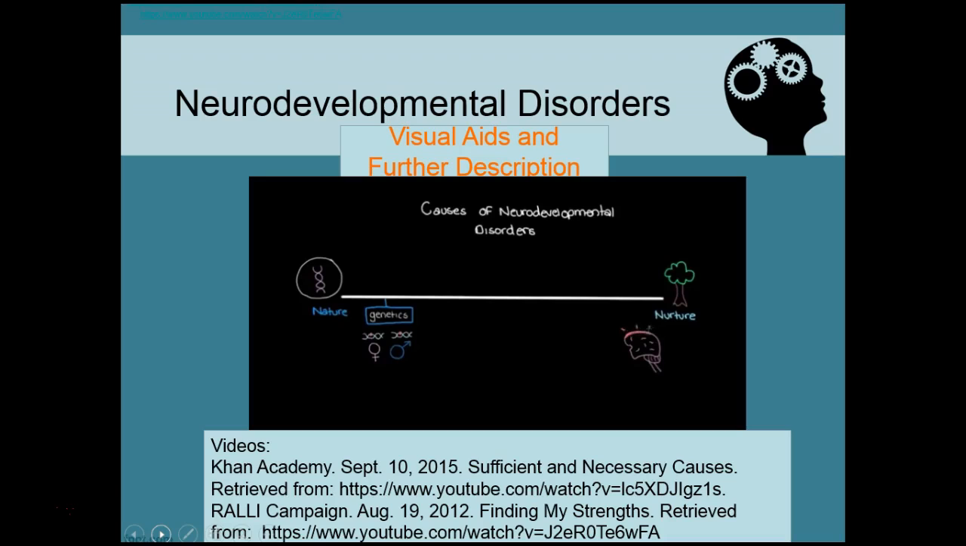So I developed this infection from my environment rather than something that I was born with. And we can actually put infections, including meningitis, down here on the nurture end of our spectrum as a possible cause of a neurodevelopmental disorder.